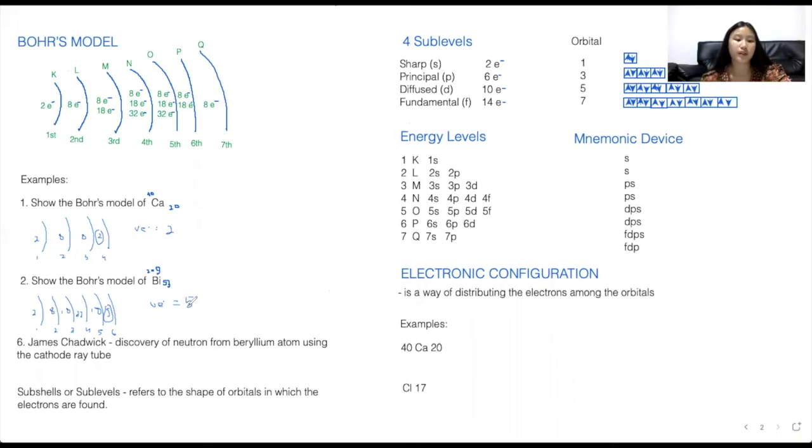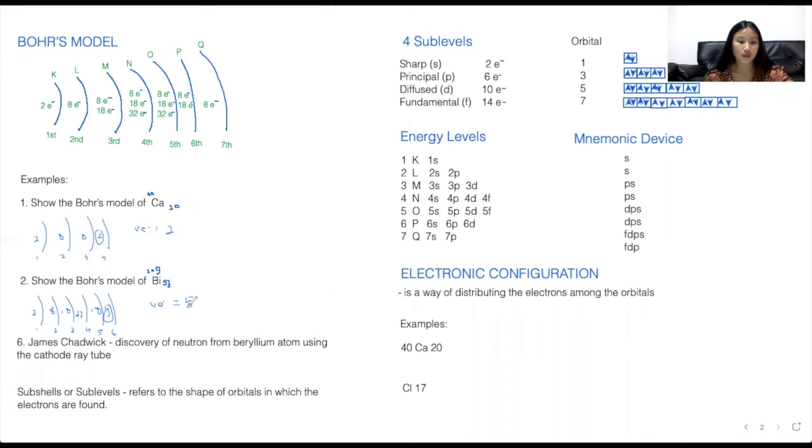So next, this is the continuation of the brief history of the discovery of the atomic model. James Chadwick. James Chadwick is the person behind the discovery of the neutron from beryllium atom using the cathode ray tube.